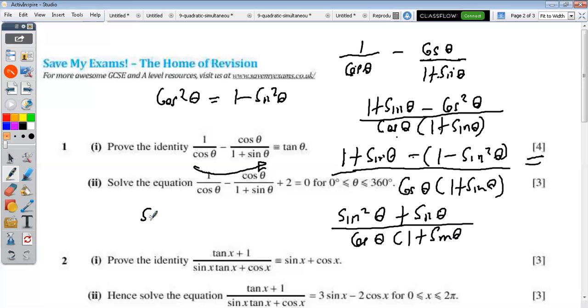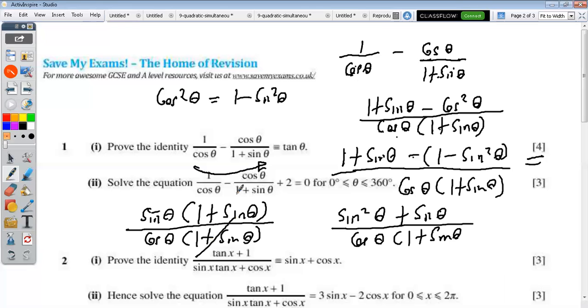Factor out sine theta. So sine theta brackets 1 plus sine theta, exactly like this. The 1 sine theta is this one, then the sine squared is that, all over cos theta brackets 1 plus sine theta. You can now cancel, then you are left with sine theta over cos theta. We say this is equal to tan theta. Clear now? Making sense, Angela?